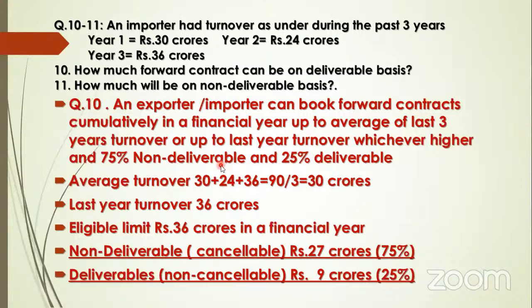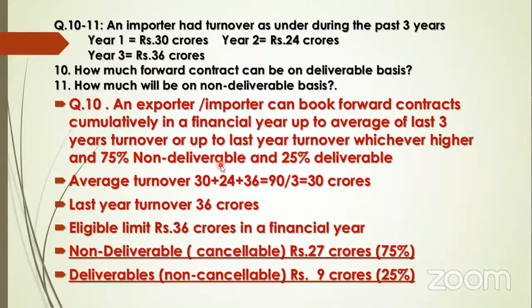Have you understood or not? Sir, one doubt. Yes, boss. Sir, last year turnover 36 crores means up to the last third year is equal to 36, or only the third year 36 crores, sir? Yes. No, the formula, remember, madam, the formula is average of the 3 years or last year turnover, last year only, the immediate last year, the preceding year.